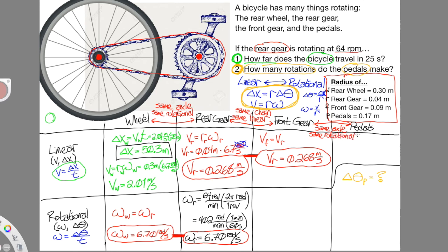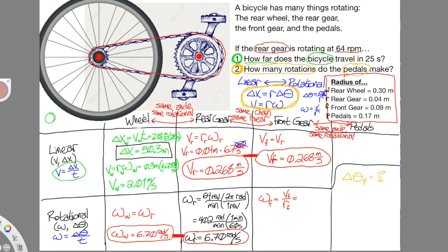So we're going to need to know a rotational variable about the front gear first, and then we know that will automatically carry over to our pedals. So again, we're going back and forth between angular and linear variables here. I'm not going to switch colors yet. I'll stay in red. So this time, if we want to go from V of the rear gear to V of the front gear, and we want to find omega for the front gear, well, omega is V over R, and we need the velocity for the front gear and the radius for the front gear.